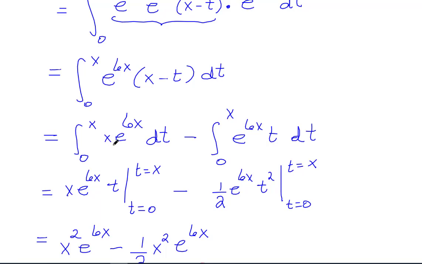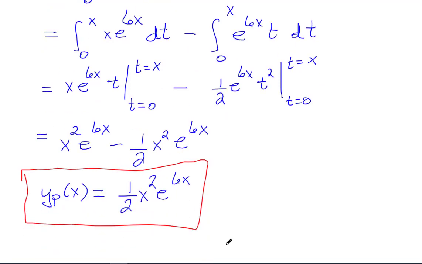All right, so I've got this first term, a lot of x's, but we're integrating with respect to t, so it just all acts as a constant. And we're plugging in t equals 0, my initial condition, and up to t equals x. And so essentially I get x squared e to the 6x. This one in terms of t, the e to the 6x is a constant. From the t I get 1/2 t squared, and then I'm plugging in t equals x, t equals 0. All right, so I get an x squared.